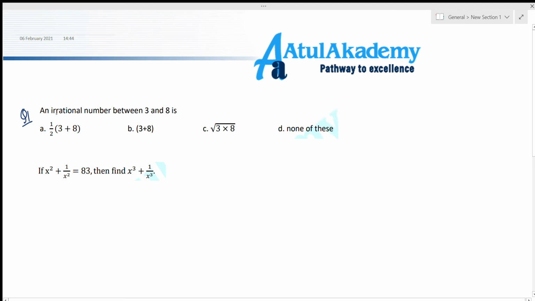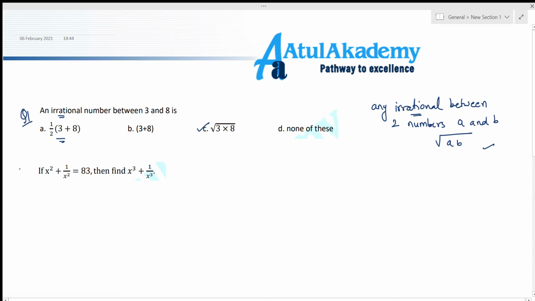So an irrational number between 3 and 8, the option will be this. Because you need to find an irrational number, if I take this, it is a rational number. So there is a general formula. If you need to find an irrational number between two numbers, let us take them as A and B, that will be given by root AB. So this will give an irrational number between these two numbers. If you do it this way, A plus B divided by 2, that will give a rational number.